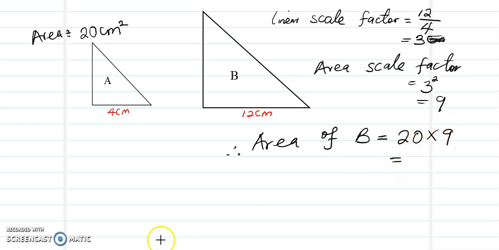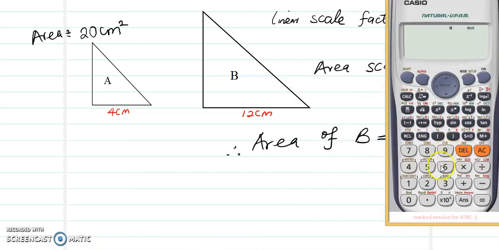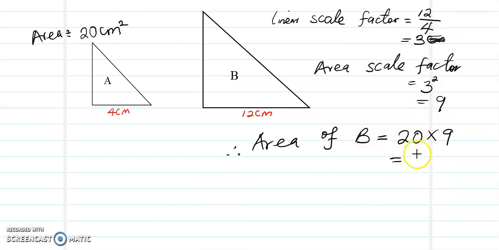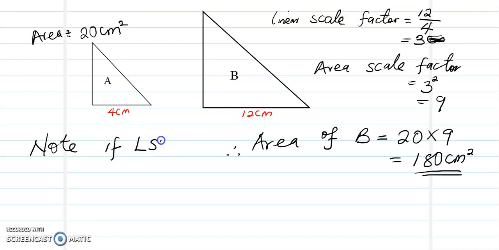So 20 multiplied by 9, I think that will give us 180. Okay, let's check. 20 multiplied by 9 gives us 180. So we have 180 cm squared, which will be the area of B. You get that? You must note that if the linear scale factor is K, then the area scale factor must be K squared. See that?